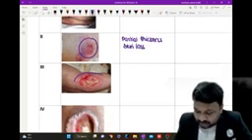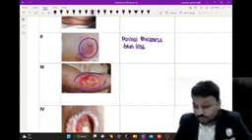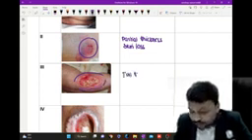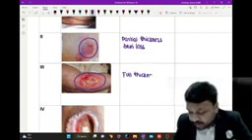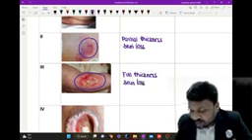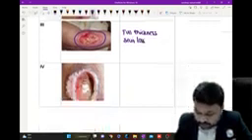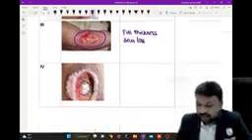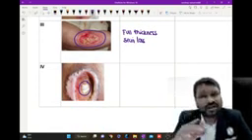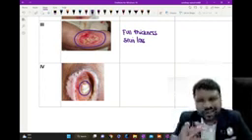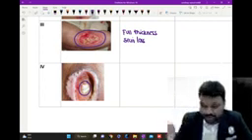Then you see the subcutaneous fat is exposed. This is what we call full thickness skin loss. And here you can see the underlying structure is involved. The underlying structure can be a tendon, a vessel, a bone, a nerve, anything that is there. If it is involved, we call it grade 4.